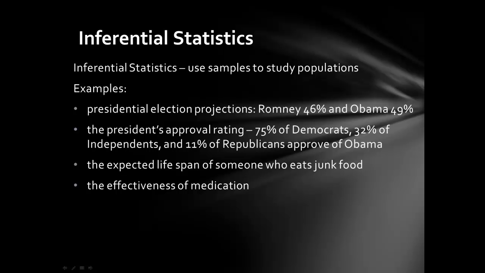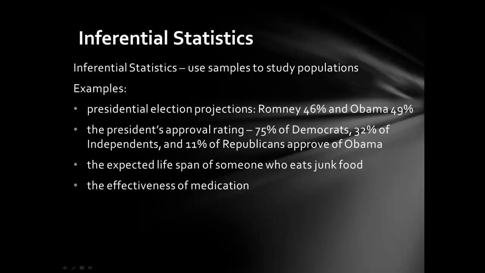Another couple examples of inferential statistics would be the expected lifespan of someone who eats junk food. Chances are that would come from a sample. You would have a sample of people that you would maybe survey them and ask them how often they eat junk food, and then record how old they were when they died. And you could use that sample to make predictions about how long somebody would live who eats junk food versus who doesn't in the population.